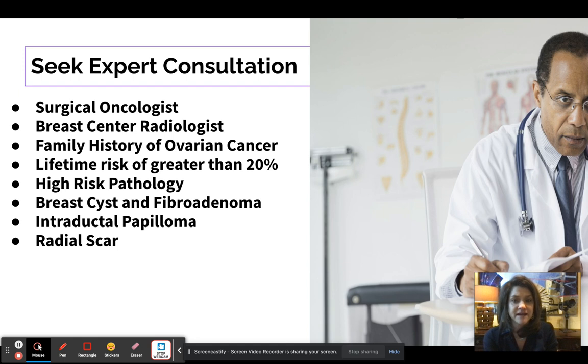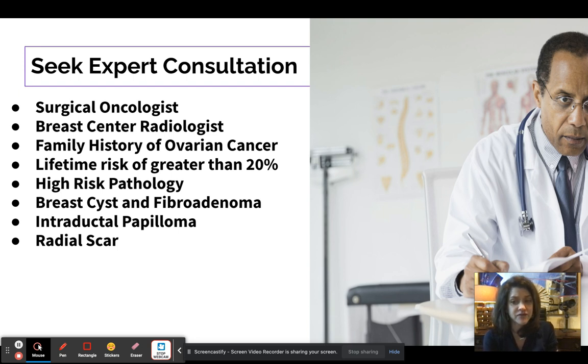So when should we seek an expert consultation? When do we need to refer our patients out? If you have a patient who has a lifetime risk or a pathogenic variant, an appropriate referral would be to a surgical oncologist to discuss risk reduction mastectomies or high-risk surveillance. You could also always call your radiologist if you have any questions or if you have any concerns that breast tissue was adequately evaluated.